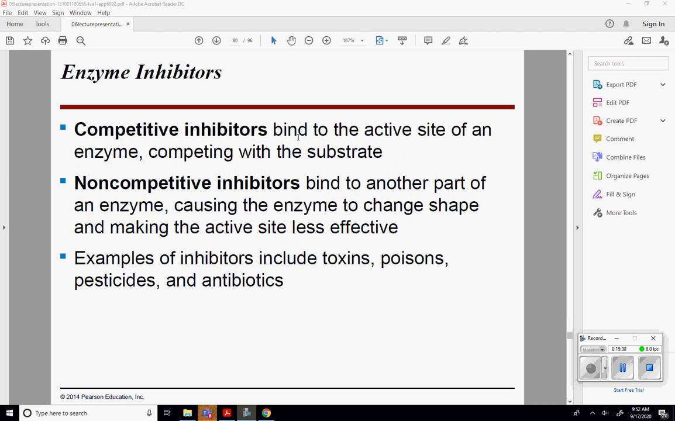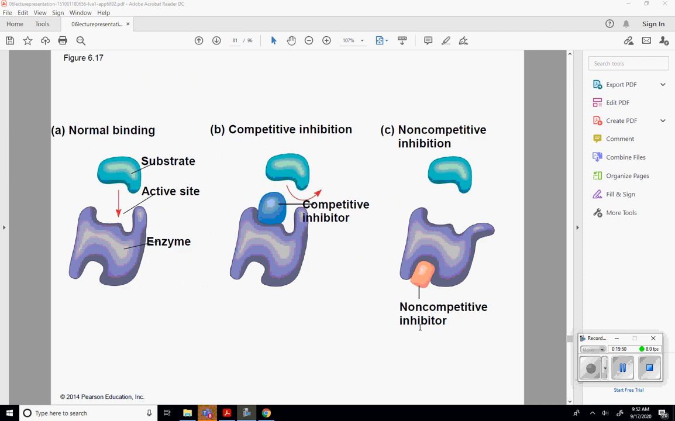On the other side of that page, you have competitive inhibitors. They bind to the active site of an enzyme, competing with the substrate. So get that down. So you've got that here. Something is in the way of that active site, and so this substrate can't get in there. So that would be competitive inhibition. This would be an ideal situation. Normal binding. This would normally fit in just right, but with that blocking the way, it can't.